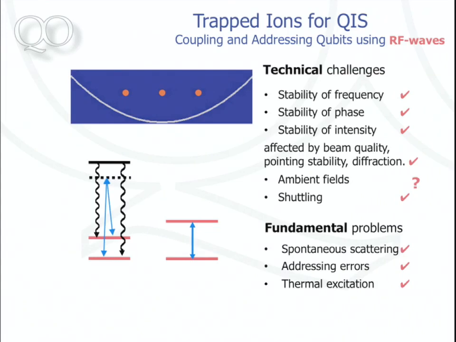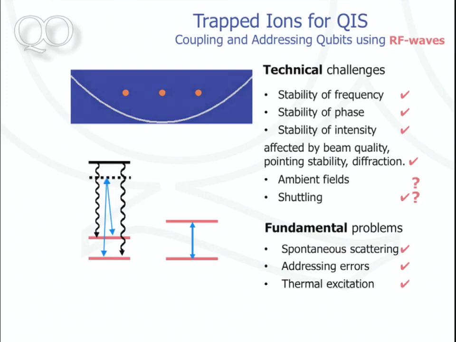For instance, in our scheme, we are sensitive to ambient field fluctuations. There are other schemes which are not necessarily sensitive to this. And the shuttling, we think we have some concepts that we can have a stationary grid of ions and do not have to shuttle ions around to connect different processor regions. Okay, and I'll come to that later on. Okay, so that's the one motivation. We want to use microwave radiation, or radio frequency radiation, instead of lasers.